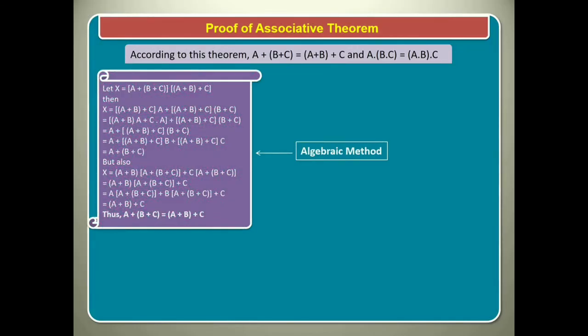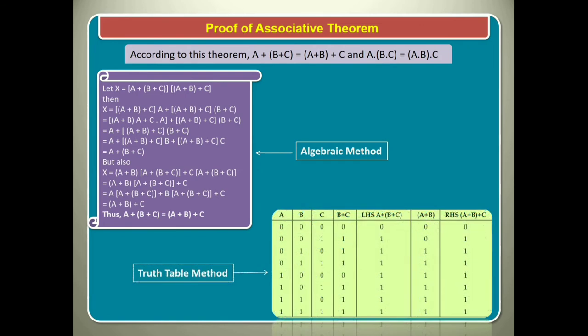Let us now move ahead to prove the associative theorem algebraically. According to this theorem, a plus b plus c equals a plus b plus c, and a into b into c equals a into b into c. Take a look at the proof shown on the screen. Also, take a look at the truth table method of proving the theorem. As you can see, LHS is equal to RHS. The theorem is proved.